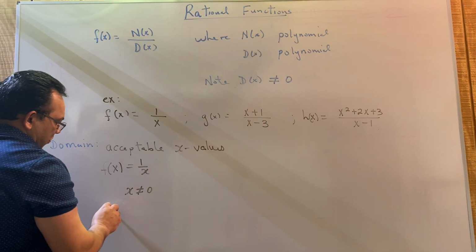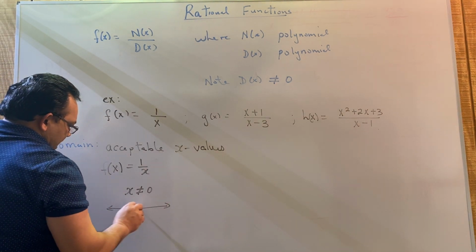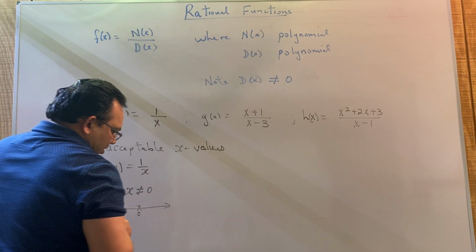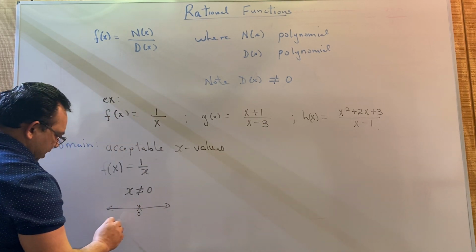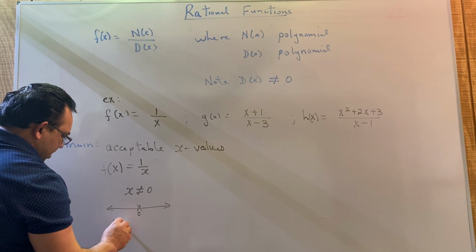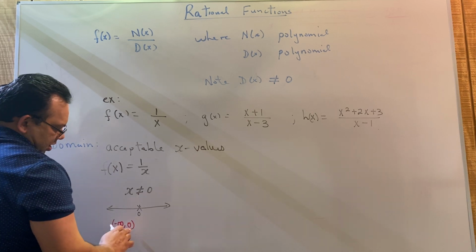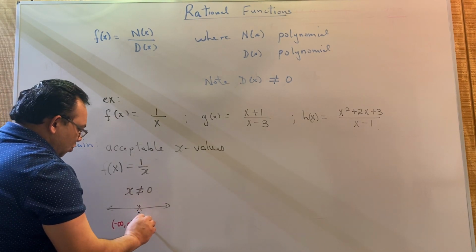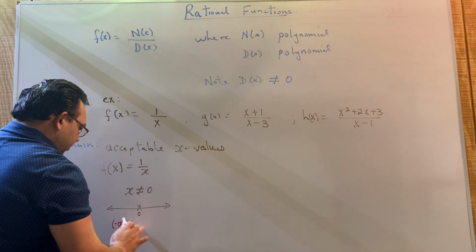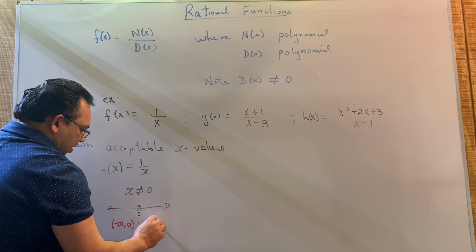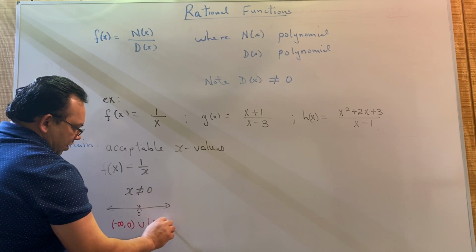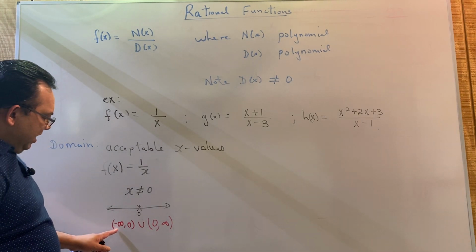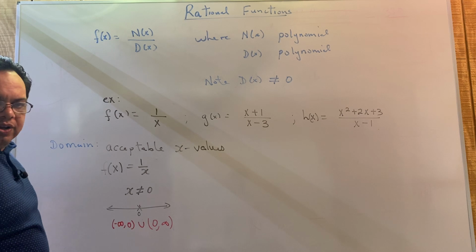Okay? So if we look at the number line and we take out 0 from that number line, what do we have left? Well, on this part of the number line, we have negative infinity to 0, with a parenthesis next to the 0 because we excluded 0, union with, on this part of the number line, from 0 going to infinity. So our domain here will be from minus infinity to 0, union with from 0 to infinity.